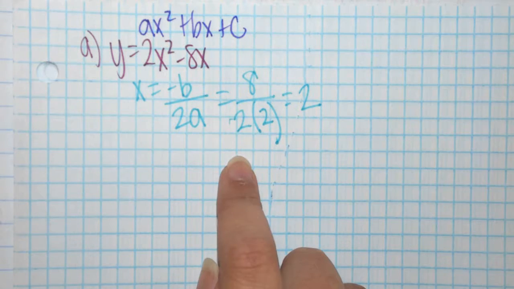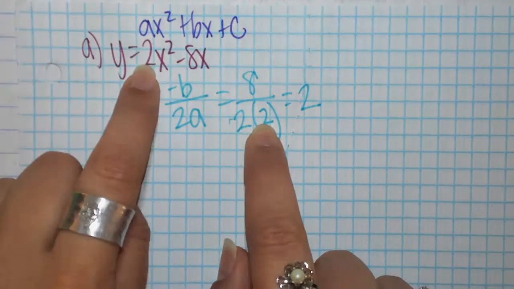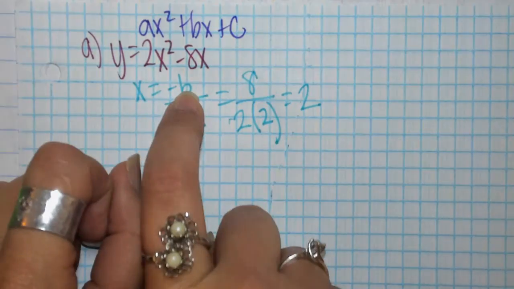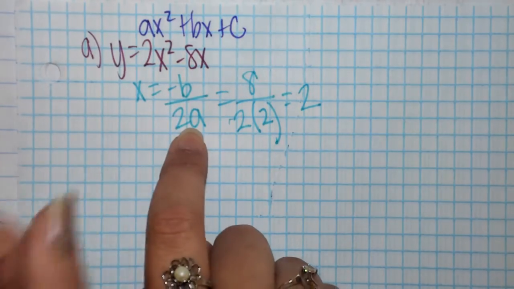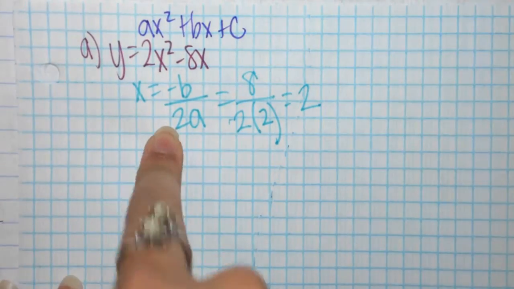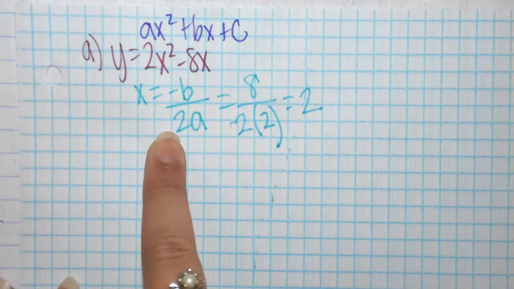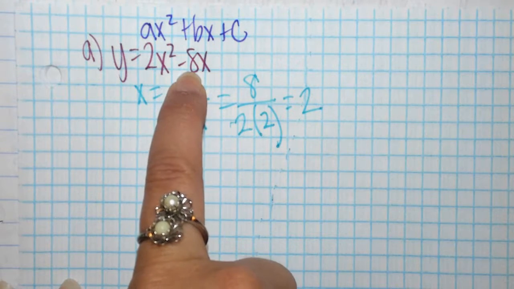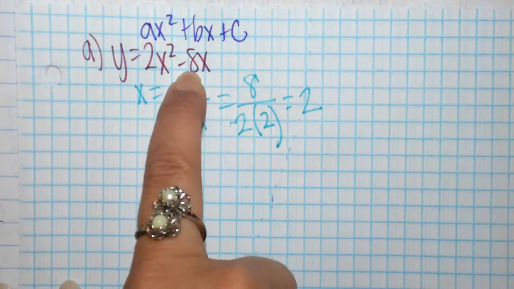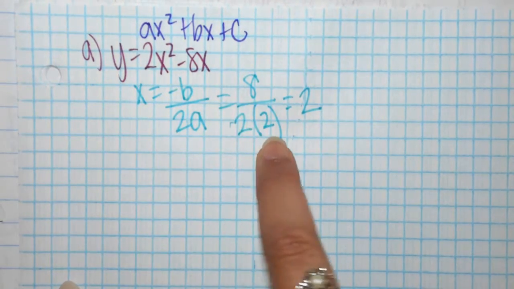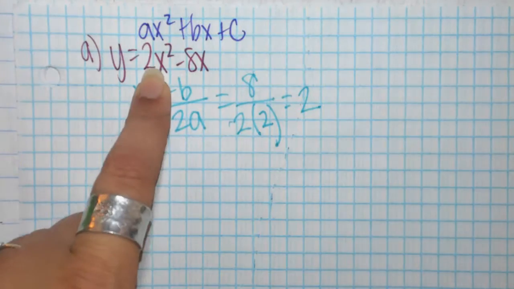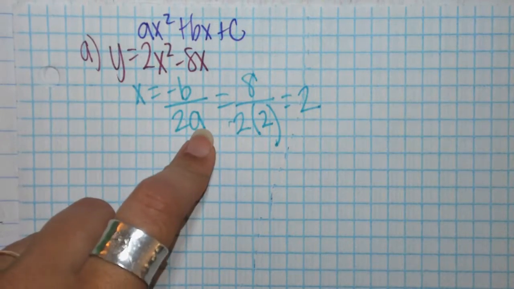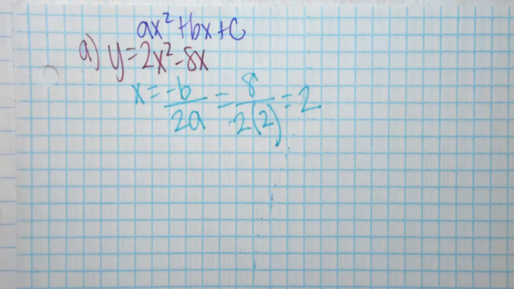Wait, the 2 in the front? This 2 is in the formula every time. So our formula is opposite of B divided by 2 times A. So this 2 is always part of your problem. Always. This is the opposite of whatever this number is. So it's negative 8. The opposite of negative 8 is positive 8. This 2 comes from A, the number in front of x squared. So this is always your linear term. This is always your quadratic term. Always.